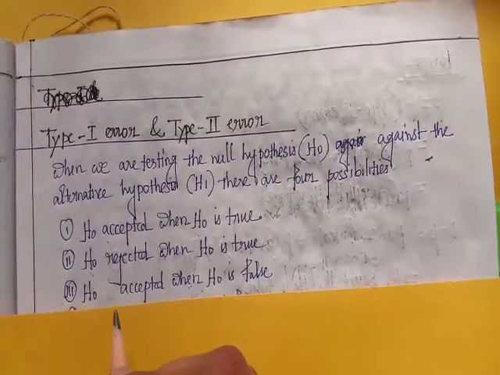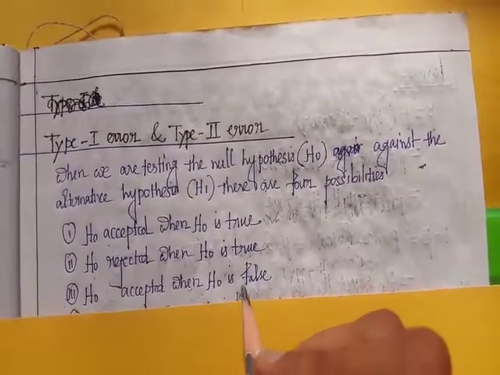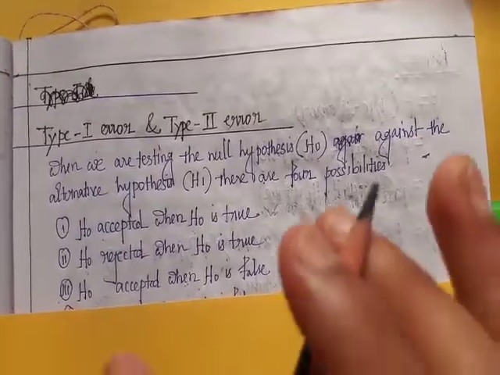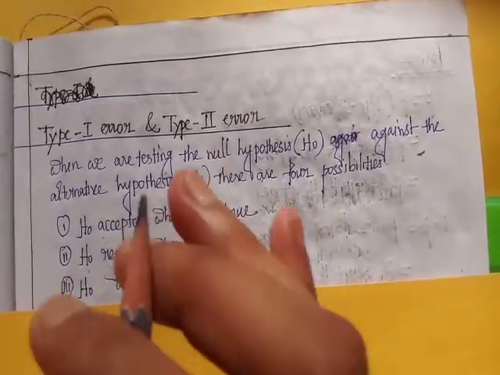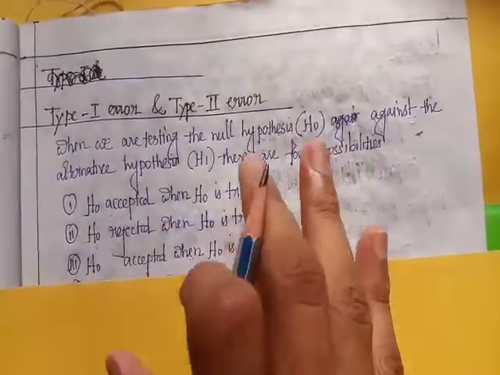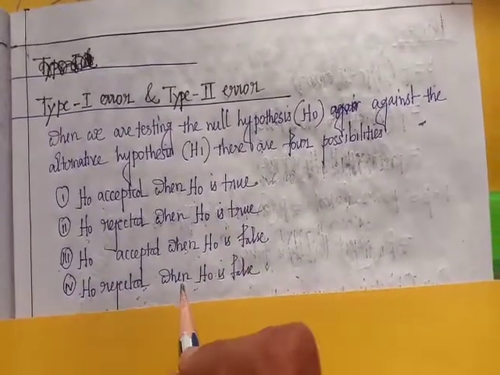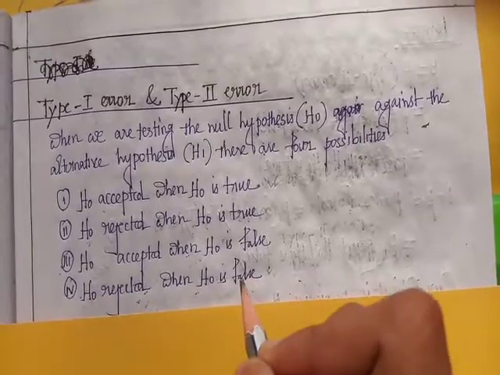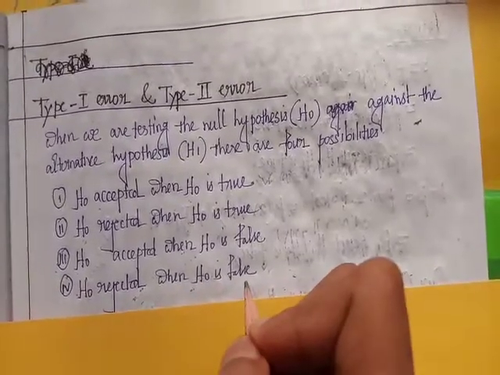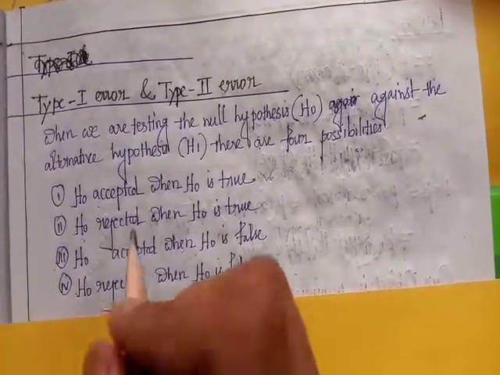Third is H0 accepted when H0 is false. That means H0 is false but we accept H0. And fourth is H0 rejected when H0 is false. That means H0 is false and we reject H0.